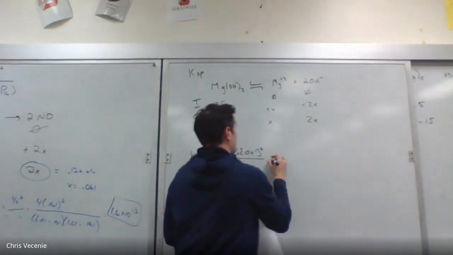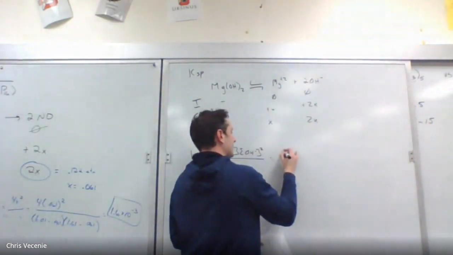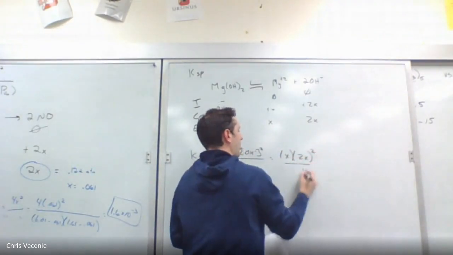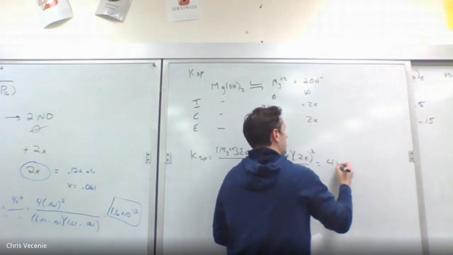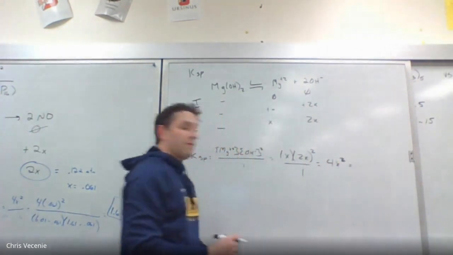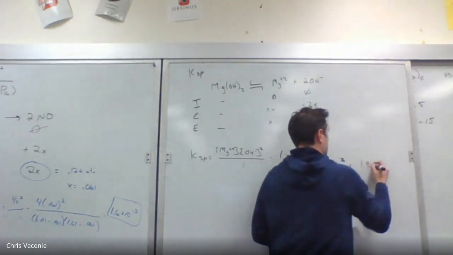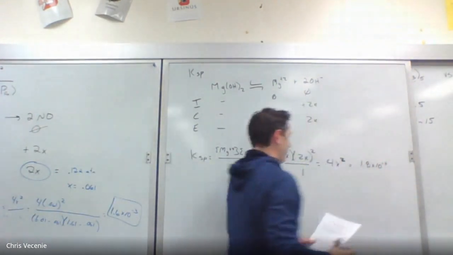Then we plug our terms in. So we're looking at X times 2X squared, all over 1. You simplify the math there. Looks like we have 4X cubed, and we know what the K is. It's 1.8 times 10 to the negative 11.